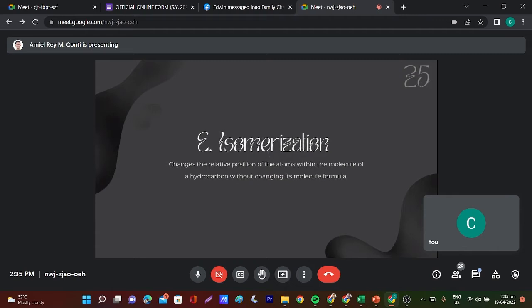Isomerization changes the relative position of the atoms within the molecule of a hydrocarbon without changing its molecular formula. Example is the conversion of butane to isobutane. It is done by heating the butane to 100 degrees Celsius with the presence of a catalyst. Okay, next.